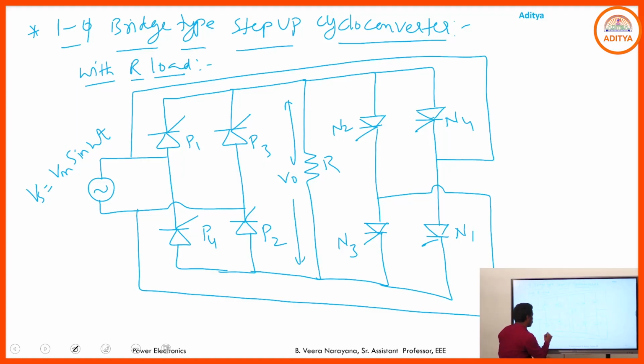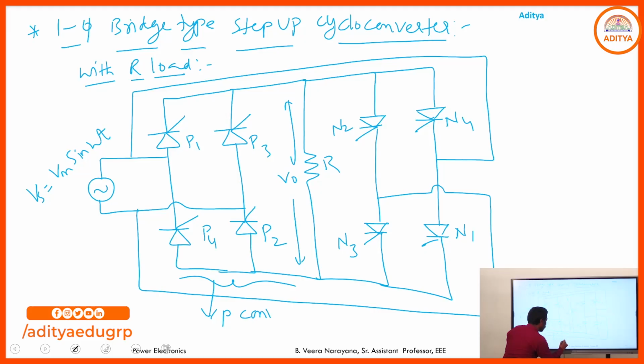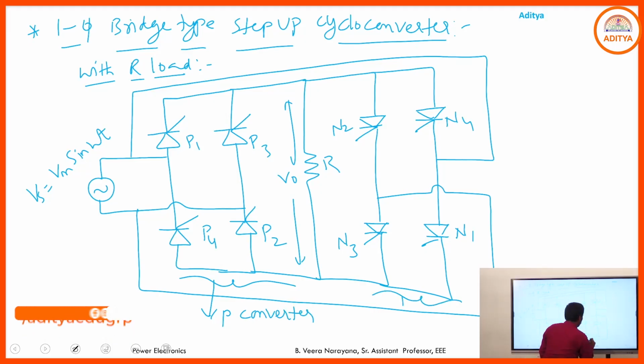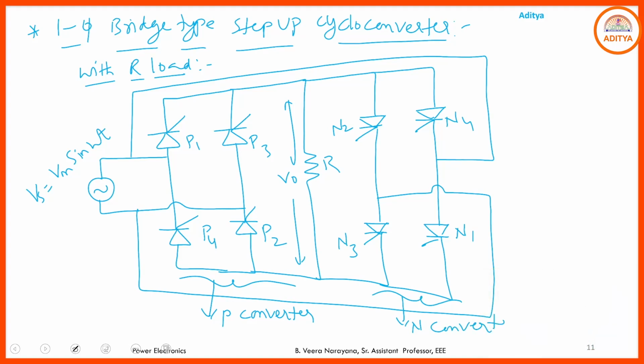So this is simply considered as P converter, and this is simply considered as N converter. And if you go through this single phase bridge type step-up cycloconverter, I just want to collect F0 is equal to 2Fs, first case.